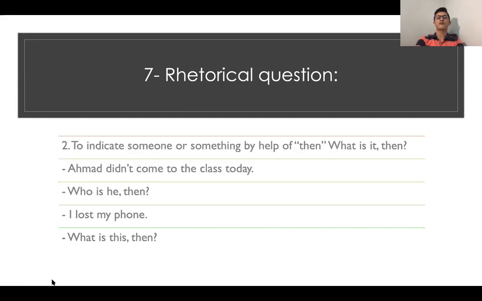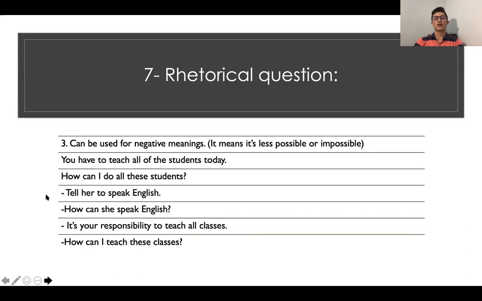The third kind of rhetorical question is used for negative meaning. Okay, you use this structure. You are asking the question, but you mean negative. It means you're unable to do that, or you don't want to do that. Okay, look at these examples here. It is also used in spoken English, during conversation.